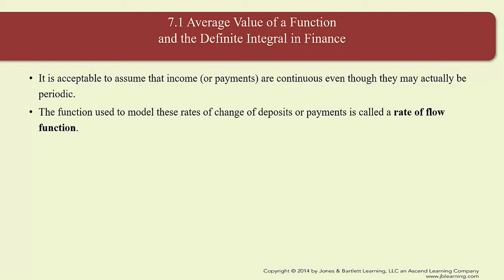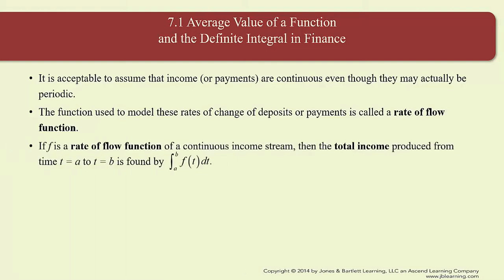Generically, the function used to model these rates of change of deposits or payments is going to be called a rate of flow function. And if f is a rate of flow function for a continuous income stream, then the total income produced from some time t equals a to t equals b is found by integrating from a to b f of t dt. This should make sense.